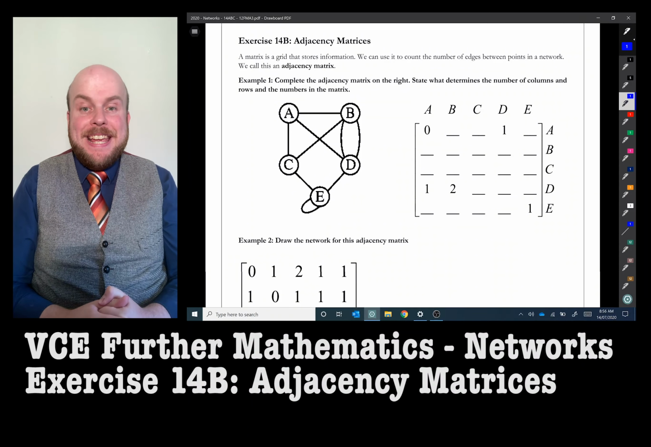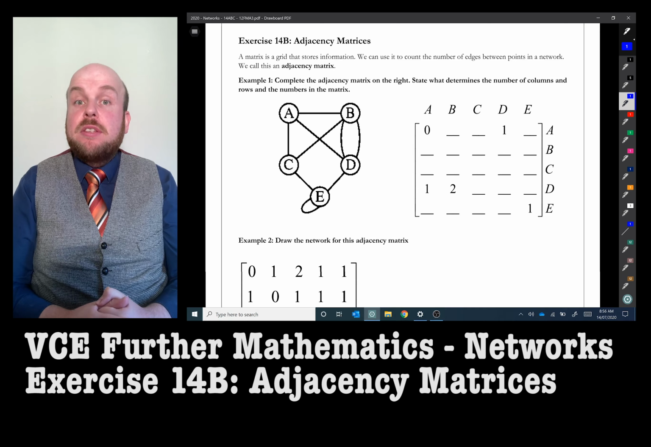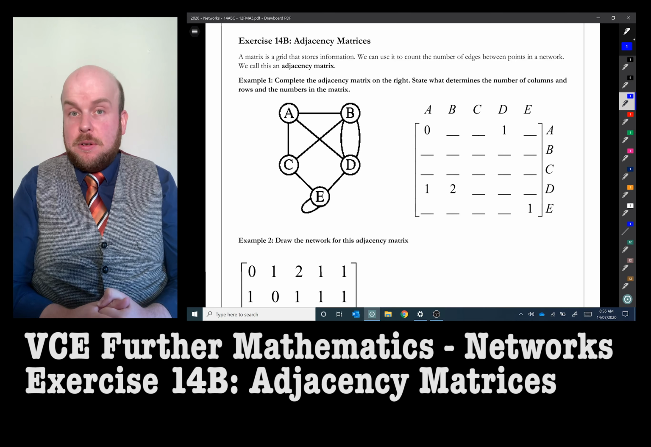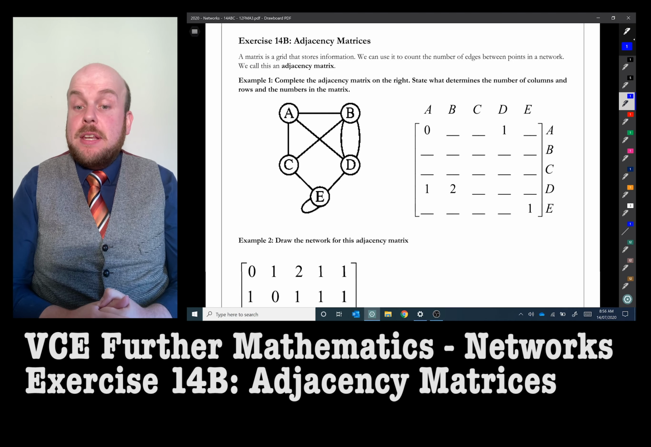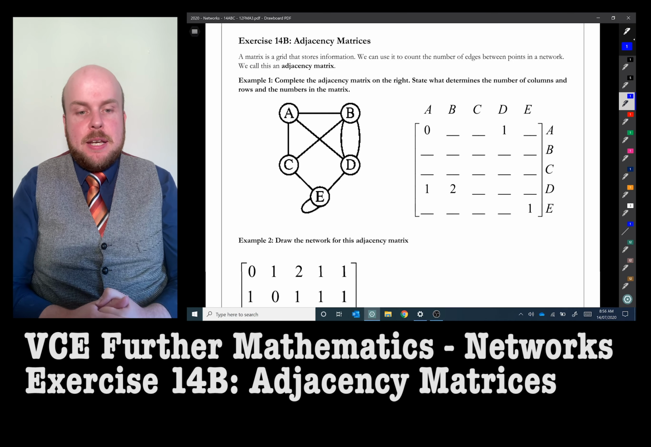Exercise 14b, Adjacency Matrices. A matrix is a grid that stores information. It could be letters, it could be numbers. We can use it to count the number of edges between points in a network, and we will call this an adjacency matrix.